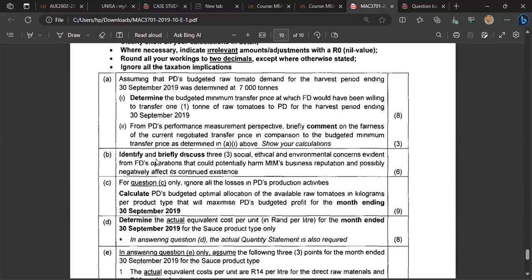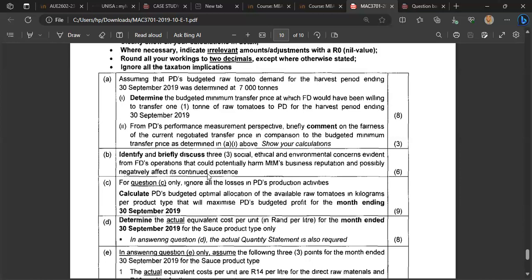All right, and then for question C only, ignore the losses on PT. So calculate the budgeted optimal allocation of the available tomatoes in kilograms per product type. So next time we are going to start off on this one.